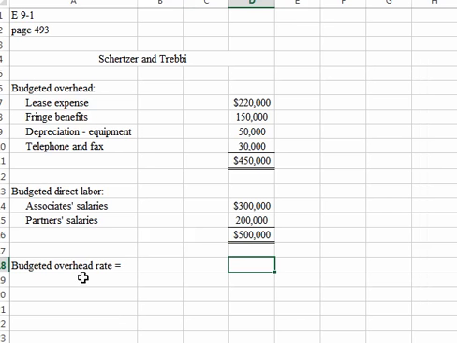Okay, next we want our budgeted overhead rate. Well, let's take a look at it. It says compute the budgeted overhead rate for the coming year using direct labor dollars as the overhead allocation base. So what we want to know is how much are we spending on overhead per direct labor dollar. So we're going to say 450,000 divided by 500,000, because our direct labor cost is the base, and that gets us 90%. That means for every direct labor dollar, we're spending 90 cents in overhead. So our budgeted overhead rate's 90%.